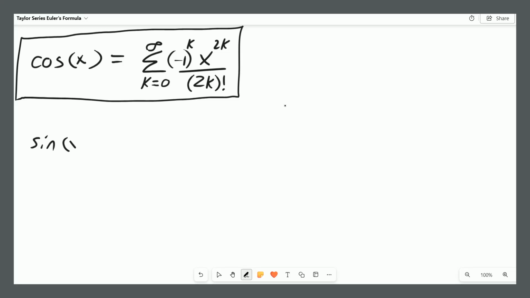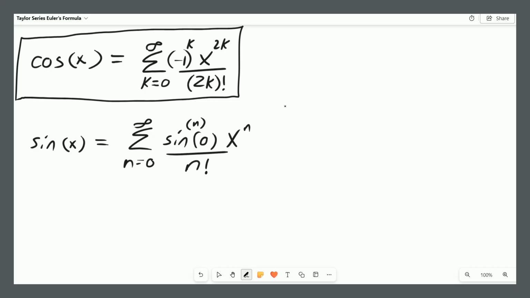Well, the sine of x, once again, we have an infinite sum where we're looking at the nth derivative of sine at 0, multiplied by x to the power of n divided by n factorial.